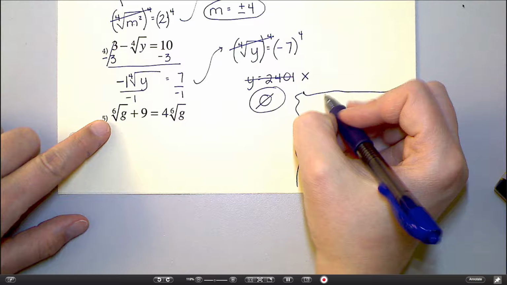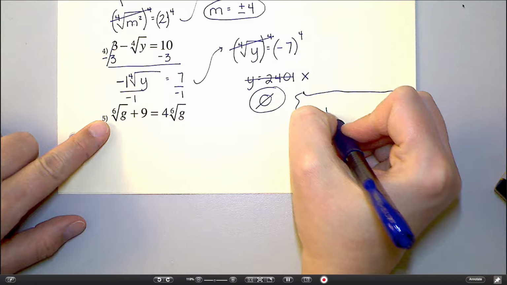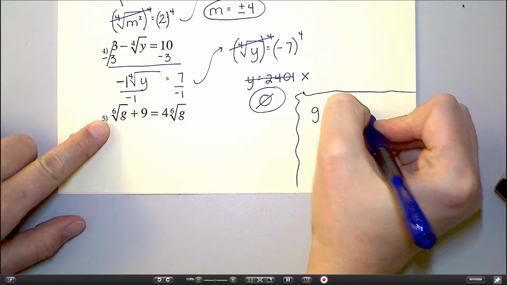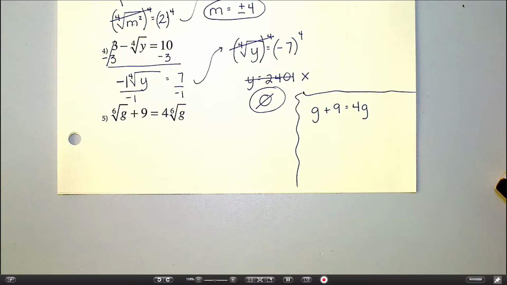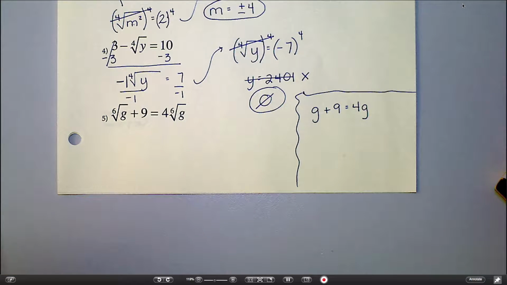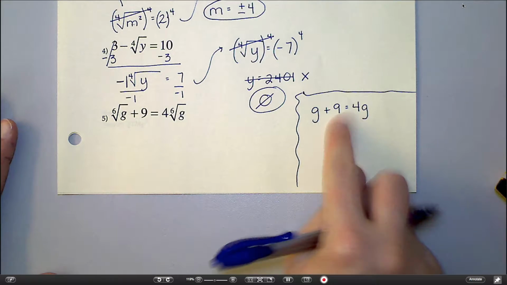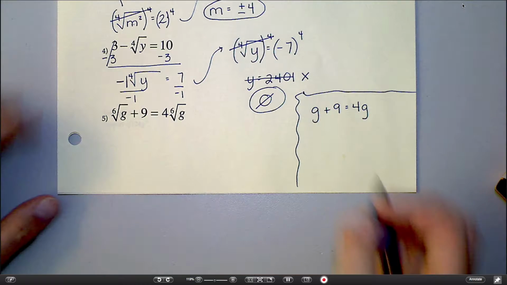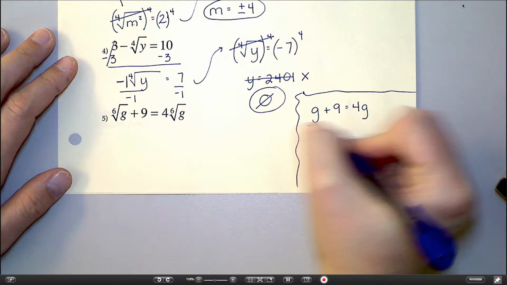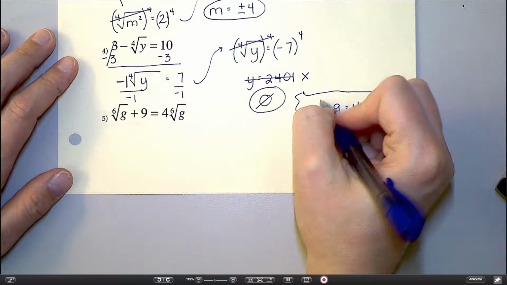So if this just said g plus 9 equals 4g. So basically I just got the roots out of there. I'm not actually getting the roots out of there. I am going to have to solve with the roots in a second, but wanted you to just see a general process here. Think about how you would solve something like that. I would probably subtract g and subtract g.